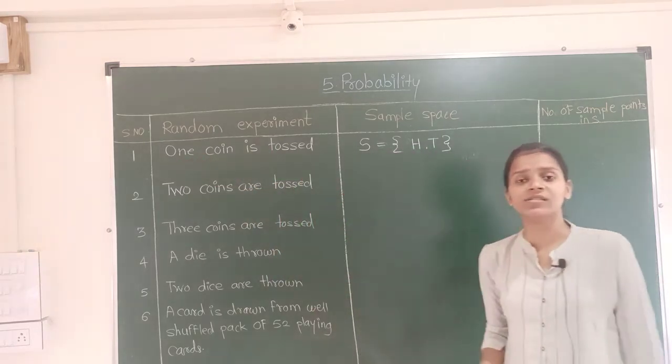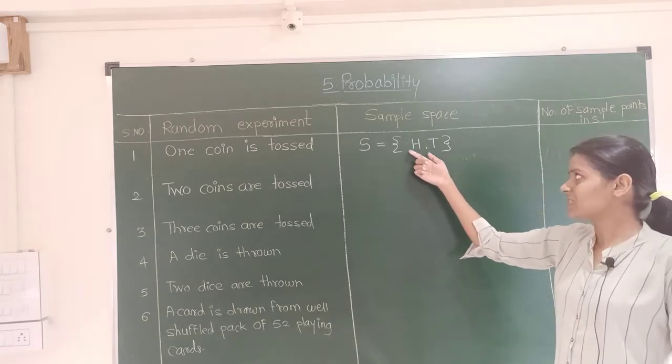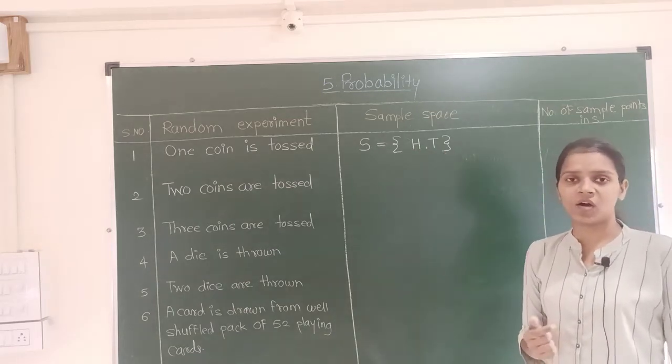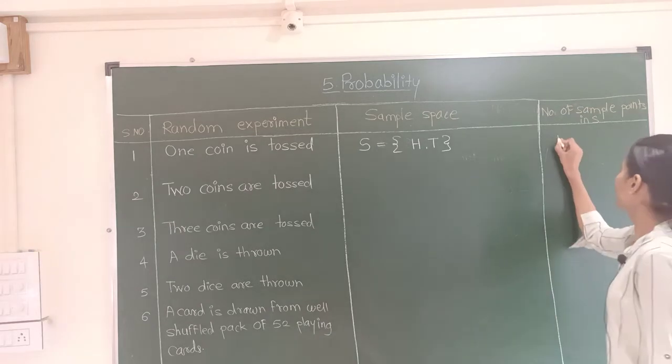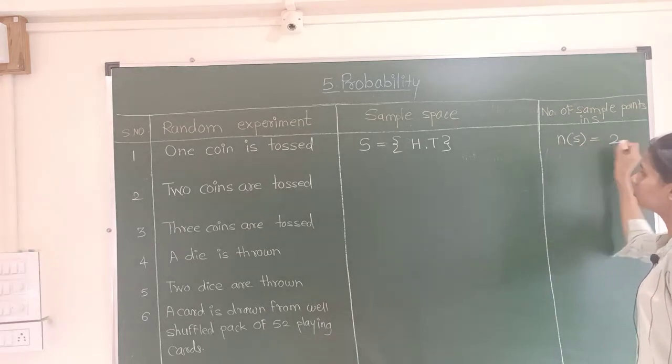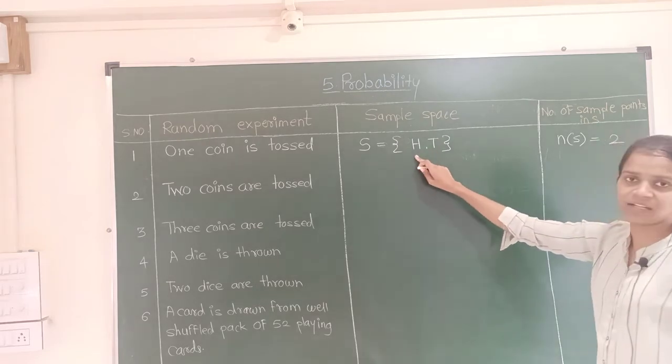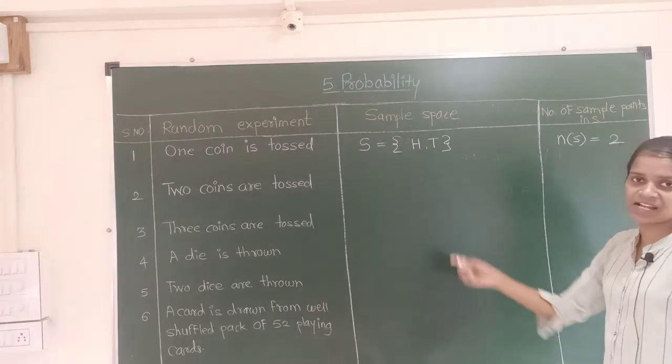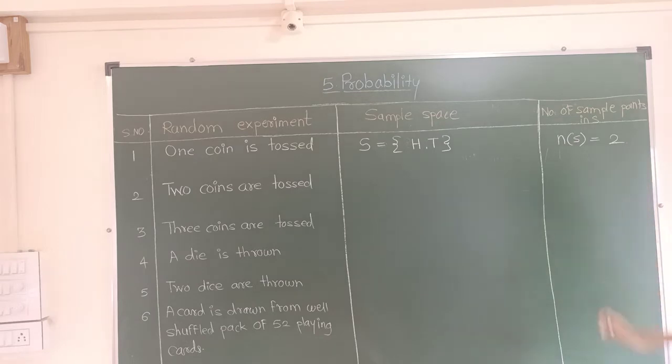For the random experiment, one coin is tossed, the sample space will be H or T, head or tail. So here we are going to write the number of sample points, n(S) is equal to 2. How many elements are there in the sample space? 2 elements are there, therefore n(S) is equal to 2.